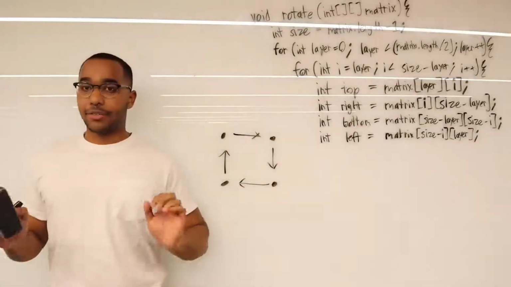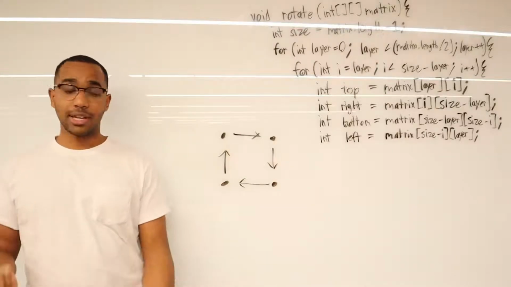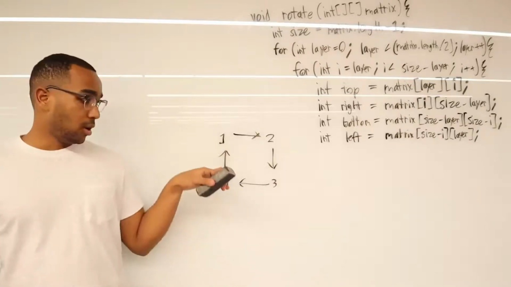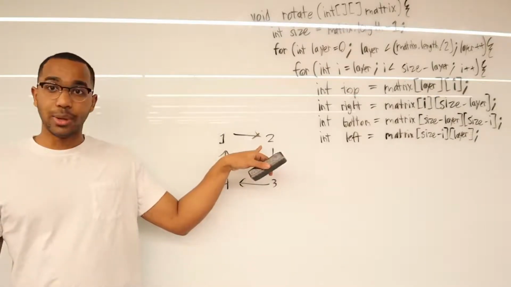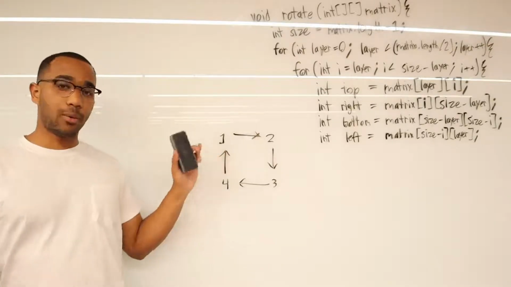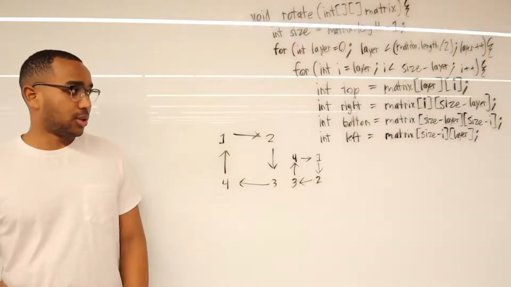And now, at this point, we have everything we need to perform an interchange. What is the interchange? Remember, let's number these. If these are where our pointers start, 1 goes to where 2 is. 2 goes to where 3 is. 3 goes to where 4 is. 4 goes to where 1 is. And so that's the rotation. That's what it would look like.